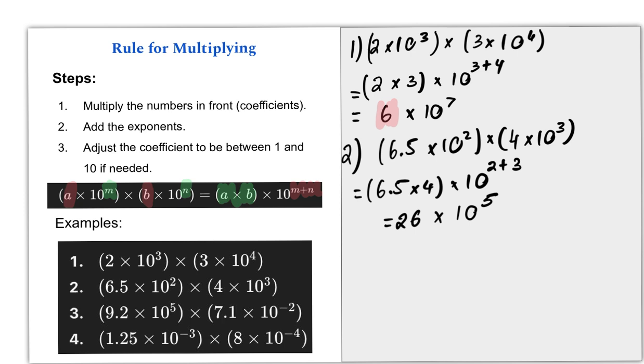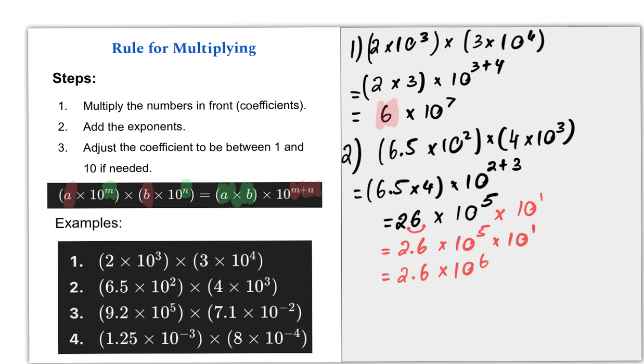Here again, we're going to adjust the coefficient to be between 1 and 10. As you can see, 26 is greater than 10, so we're going to move our decimal to the left. Since we did that, we have to make sure to rewrite it and multiply by 10. So this will be 2.6 times 10 to the 5th power multiplied by 10 to the 1st power. We can't leave it like this. Again, we have to add the exponents. So 2.6 times 10, 5 plus 1 equals 6. Here's our final answer.